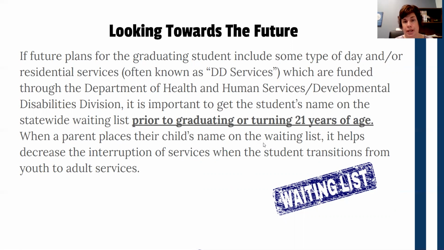We encourage the family to get their name on the state list as early as possible, and that can easily be 14 years of age. When a parent places their child's name on the waiting list, it helps decrease the interruption of services when the student transitions from youth to adult services. If a student misses that time period and they graduate or they turn 21, they are going to be put on a waiting list for a very long time before they are able to receive any sort of day services, and residential is even more difficult to receive.